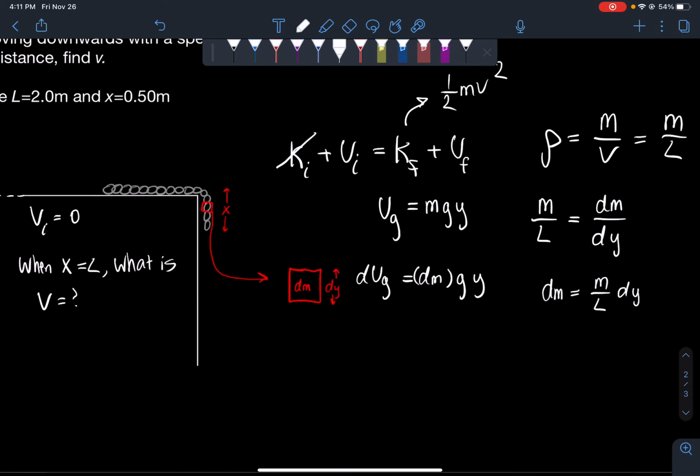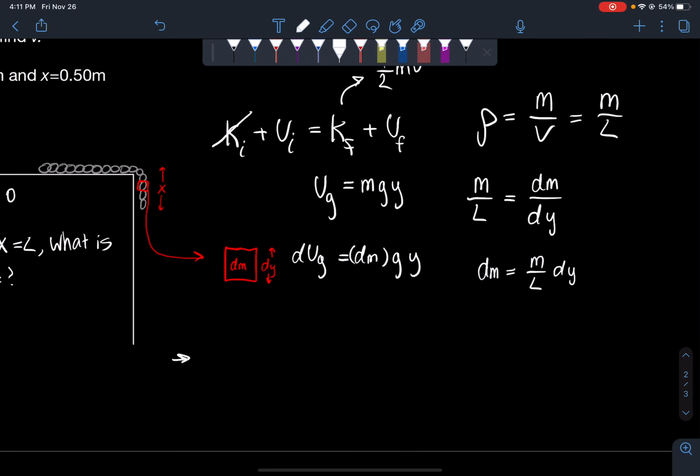So now, if I plug this back into this little bit of potential energy equation, I get that dm is m over L dy times g times y. And remember, our variable is y, so that was the reason why I wanted to get the dy in there, because we're going to be integrating over the length, which is y.